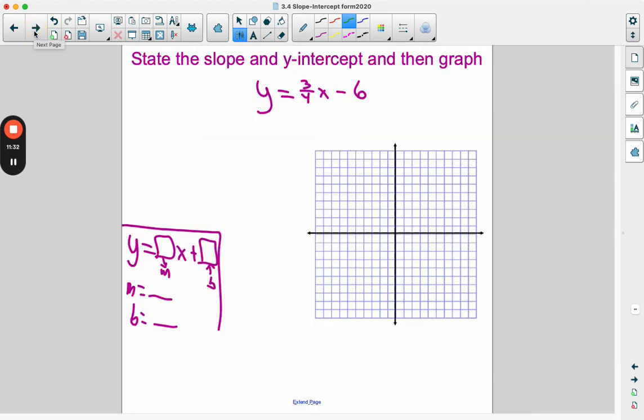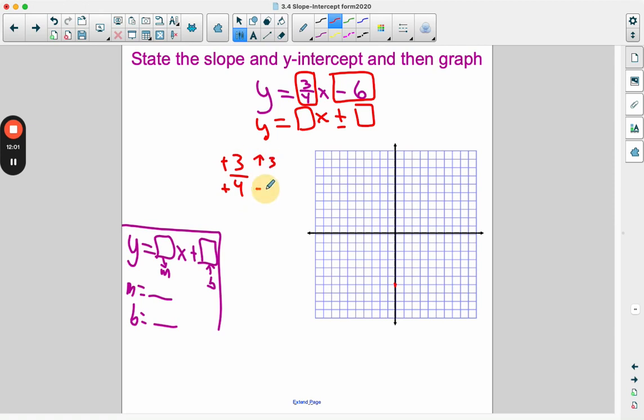So let's look at another example here. y equals 3/4 x minus 6. Looking at this, is it in slope intercept form? Does it say y equals mx plus or minus b? In this case, yes. My slope is 3/4, my y-intercept is -6. So we start with our y-intercept at -6, and a slope of 3/4 would mean up 3, right 4. So we go up 3, right 4, put a dot. Up 3, right 4, put a dot.